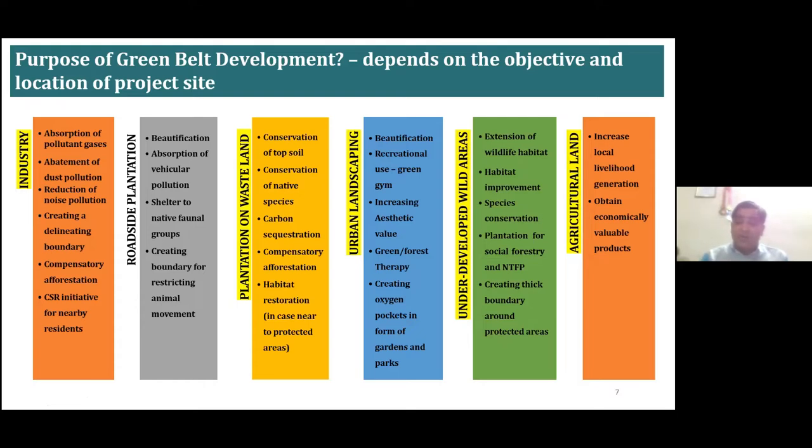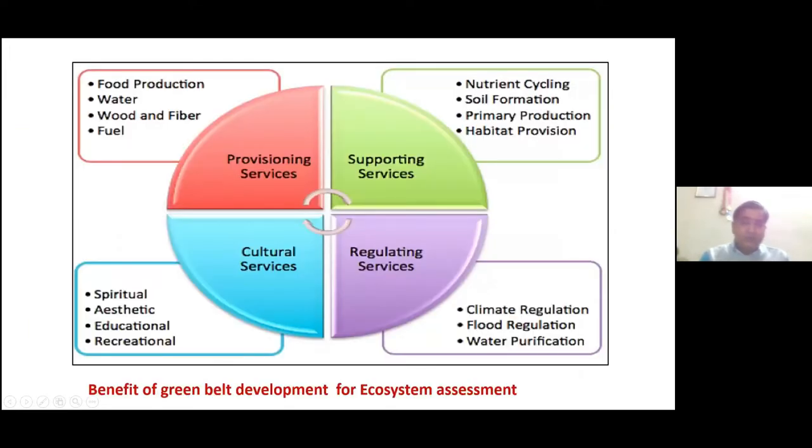If we are going to develop wild areas, we need extensive wild habitat, habitat improvement species, and conservation plantation for social forestry and NTFP, creating a thick boundary around the protected area, as well as around agriculture land for protection of the surrounding agricultural lands. Generally, we have to create livelihood generation as well as economically valuable products. So friends, for creating the green belt, we have a lot of benefits.